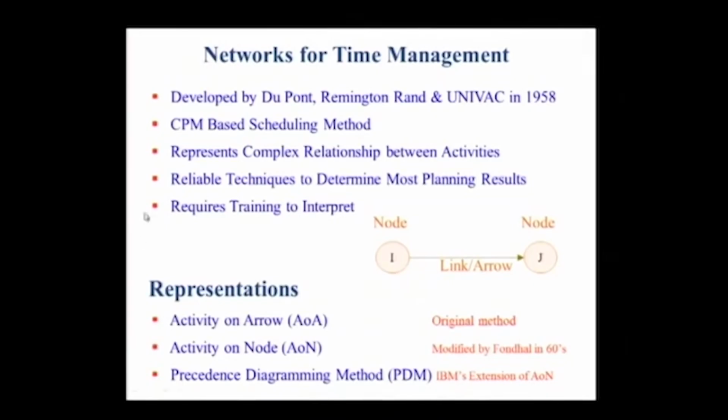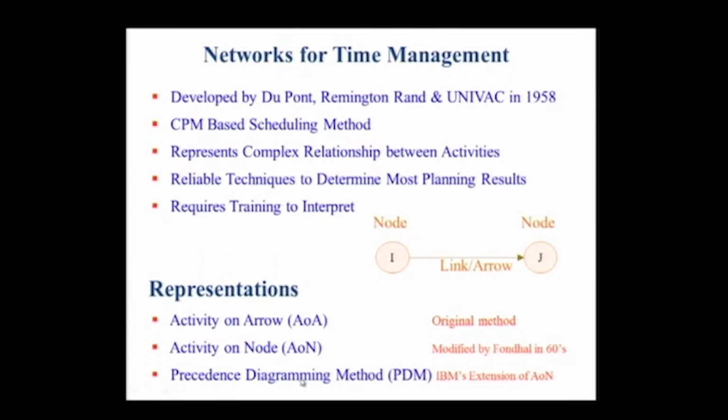In the original representation, which is called activity on arrow, AOA, the nodes represented the start and the end of the activity, and the arrow represented the activity itself. Now we'll do a small exercise on this for you to be able to see why people like Fondal came out with activity on node. When we take activity on node, you will find that the activities are represented by nodes and the relationships are represented by arrows.